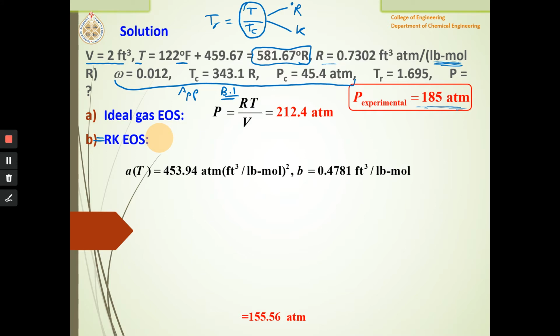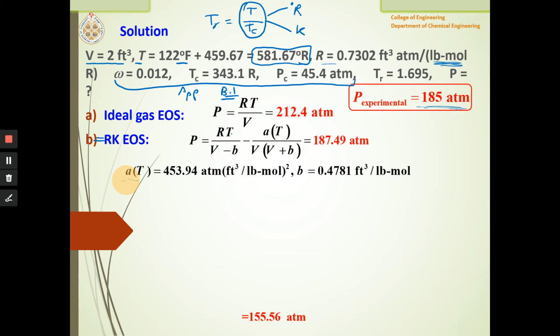So this is what I did here. I found A, that's a function of T. It was just direct substitution for the TC, PC, and the values here. I got the value of B for you. Now it's only a matter of substituting in this equation. So the R value, I already wrote it for you there above.